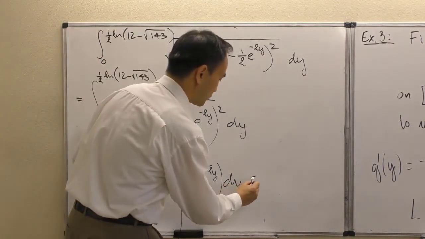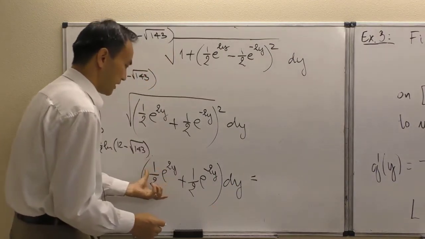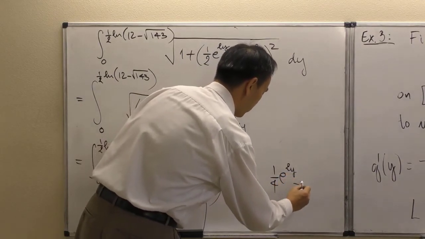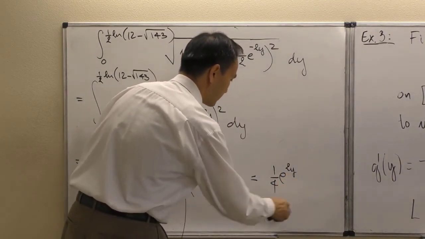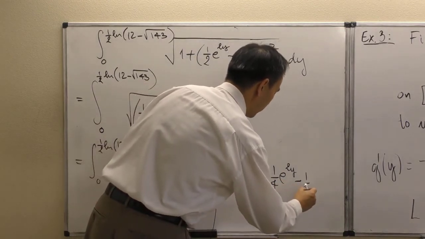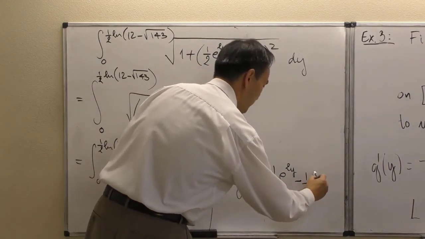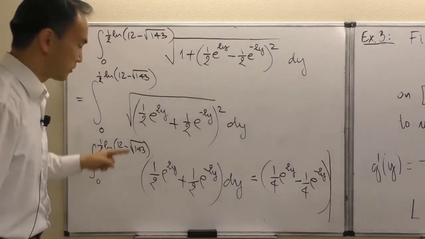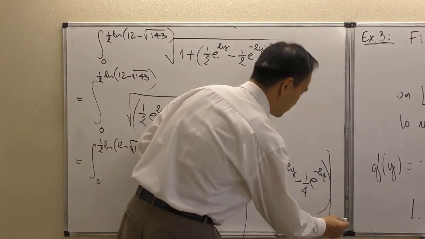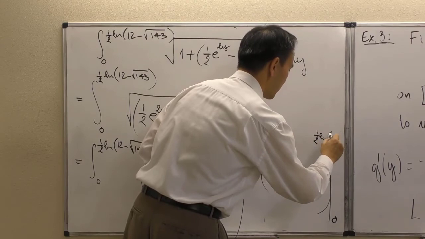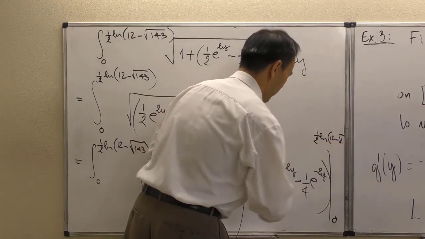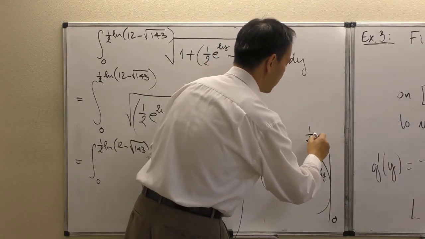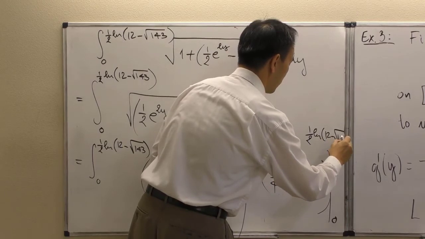And so now, according to the fundamental theorem of calculus, the antiderivative for the first function here is going to be 1/4 e to the 2y plus, and indeed it's a minus 1/4 e to the minus 2y. Okay, and then we're going to evaluate this antiderivative from the two limits right here, from 0 to 1/2 natural log of 12 minus square root of 143, which is a little lengthy. I'm running out of space here. 1/2 natural log of 12 minus square root 143.